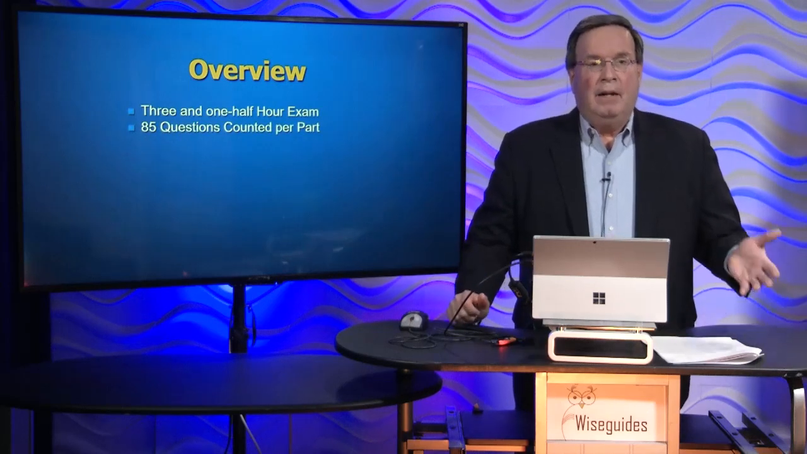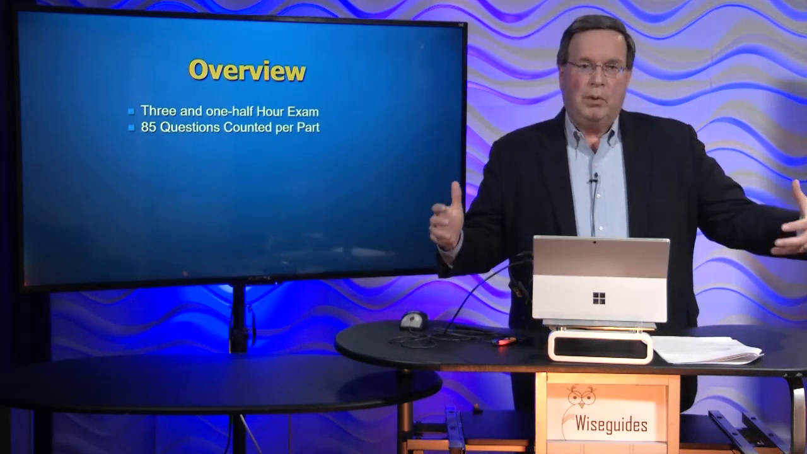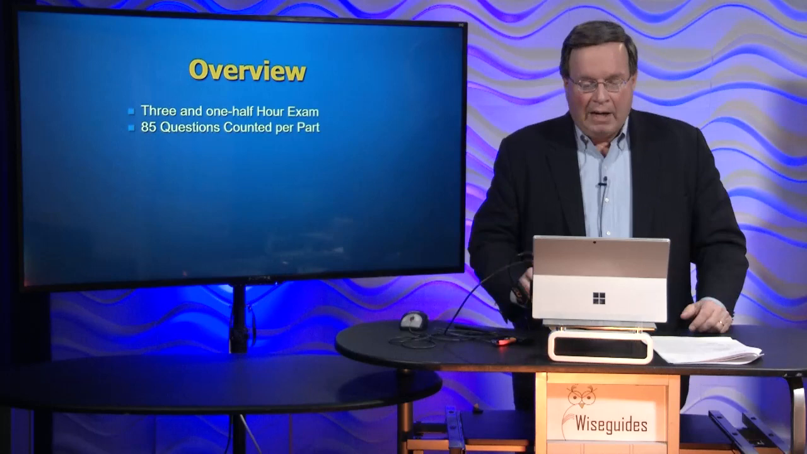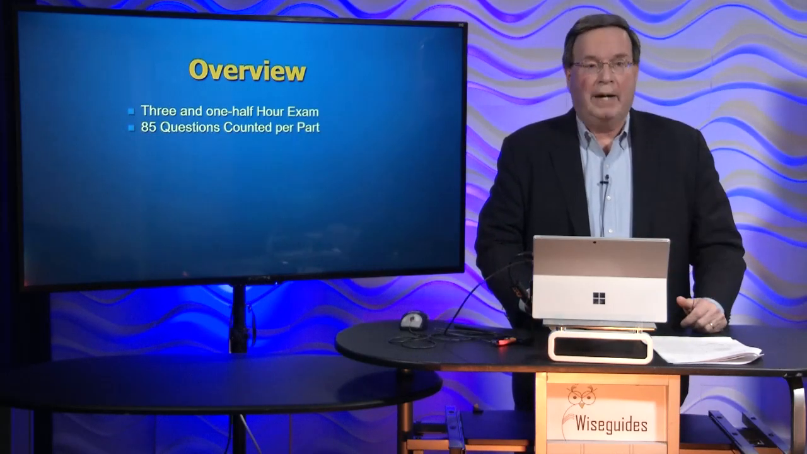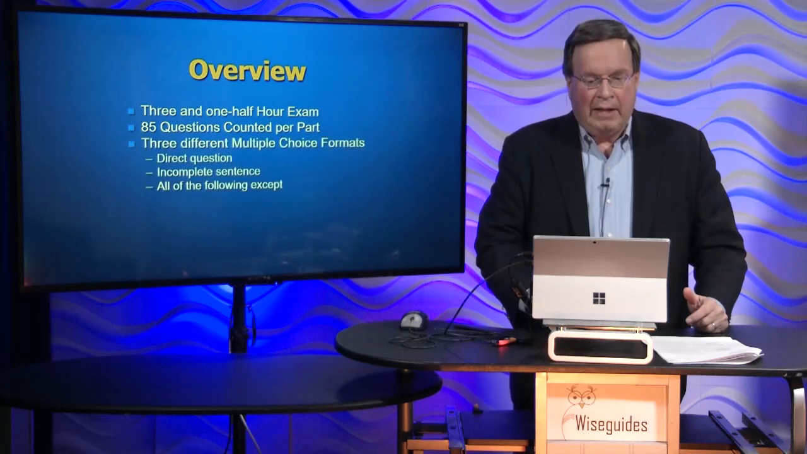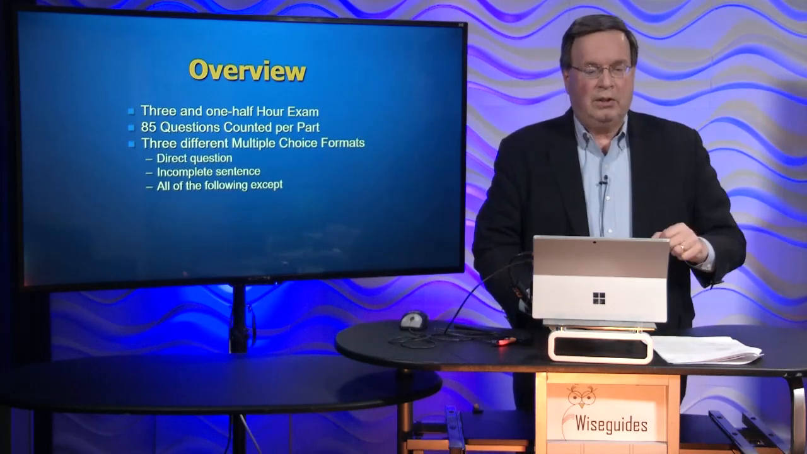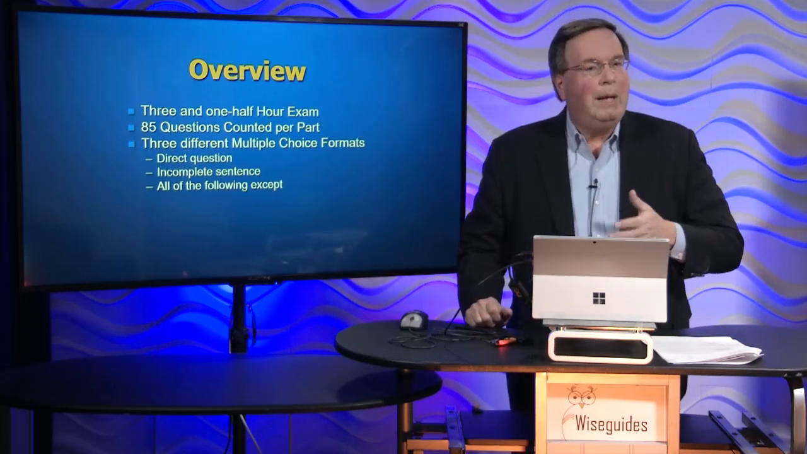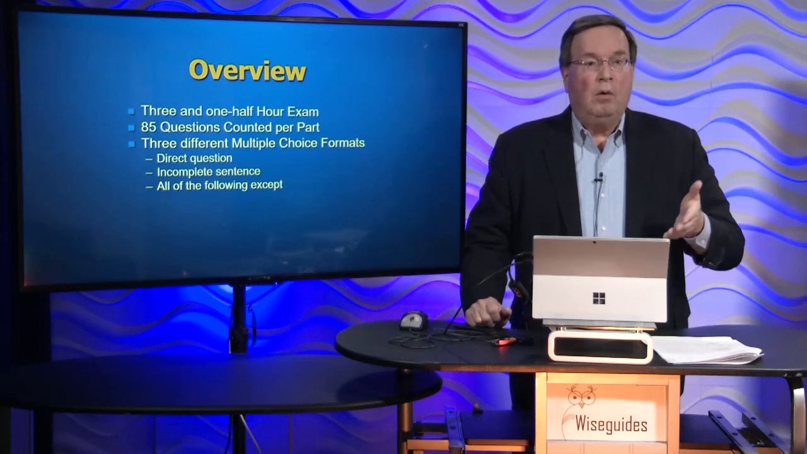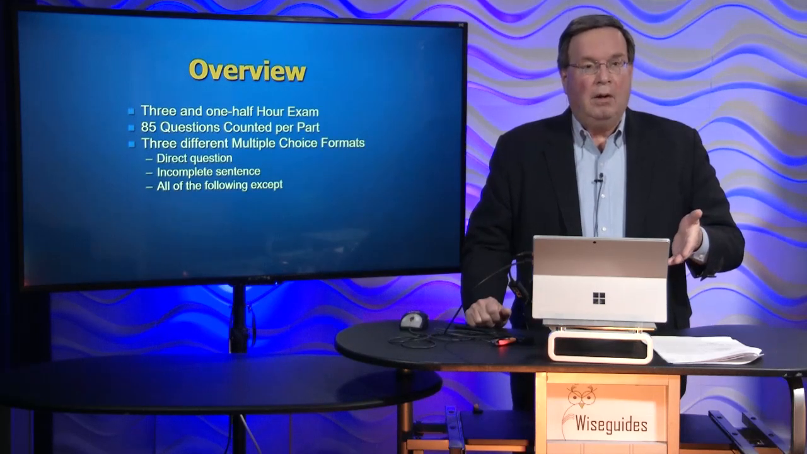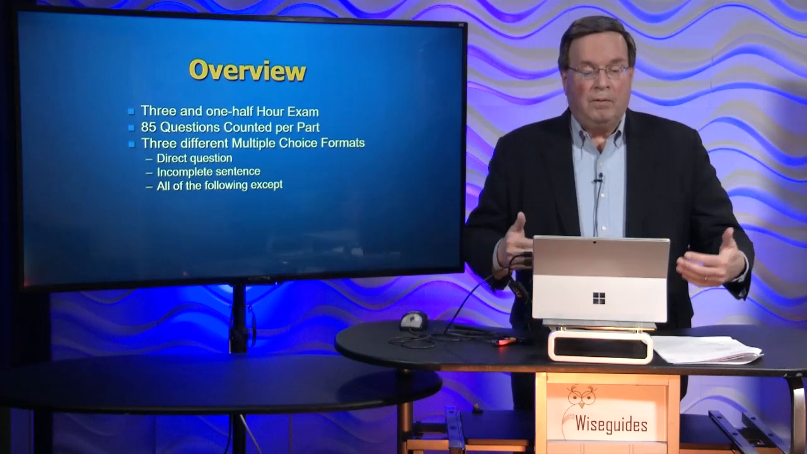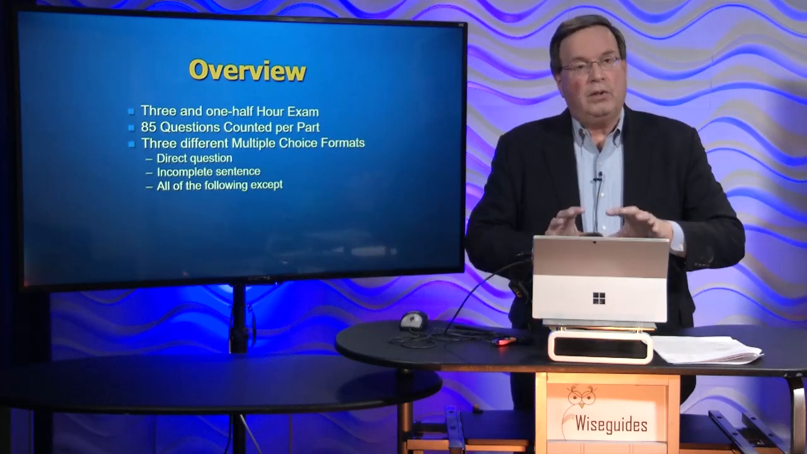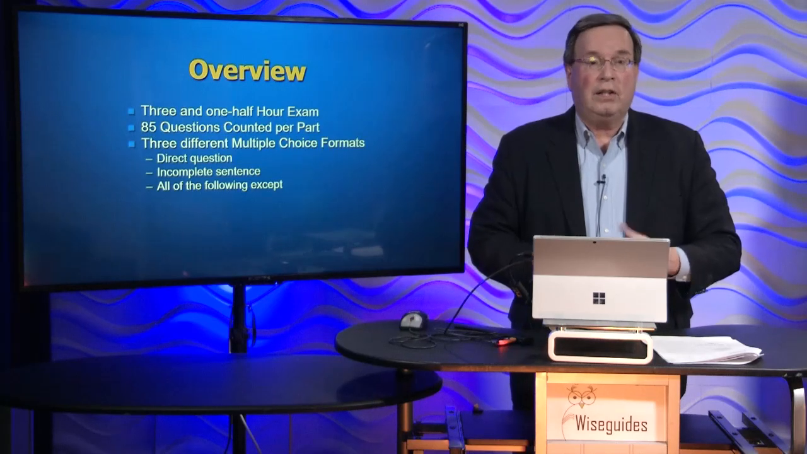In addition, while there are 100 questions per exam, only 85 of those questions will count towards your final grade, because they have experimental questions I'll get to in just a second. There are 3 types of questions that you're going to be given. One's called a direct question, one's called an incomplete sentence, and the other one is like all of the following except. Those are the styles of questions that you will see on the exam.